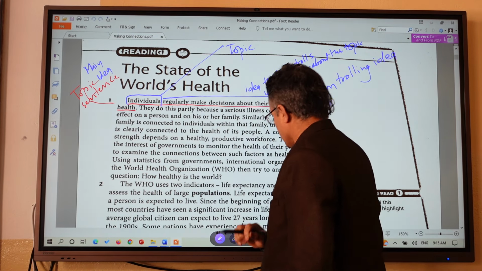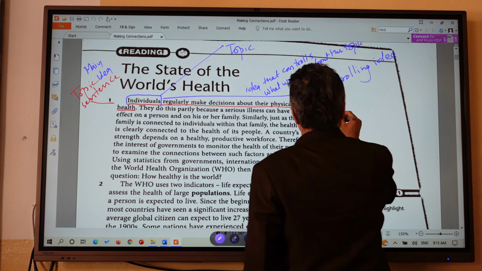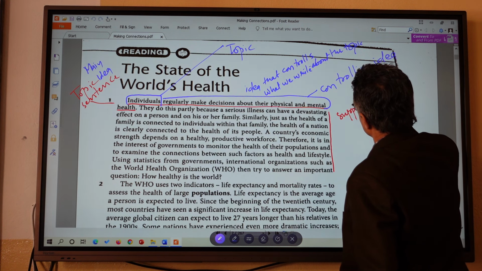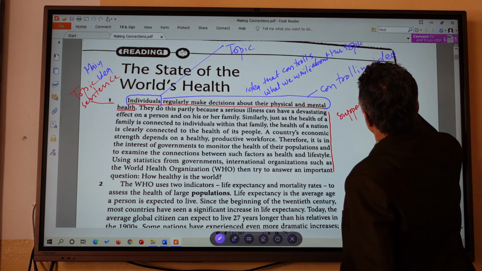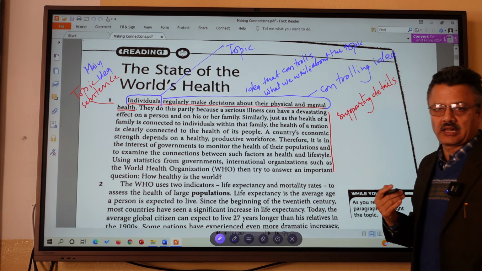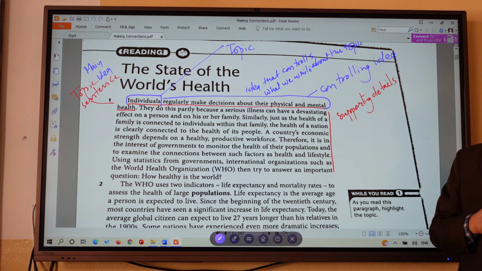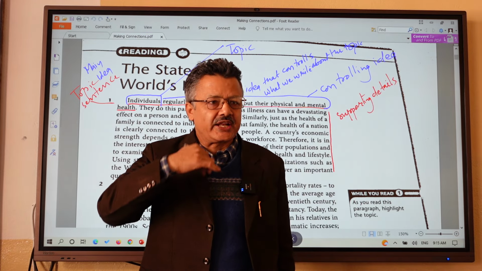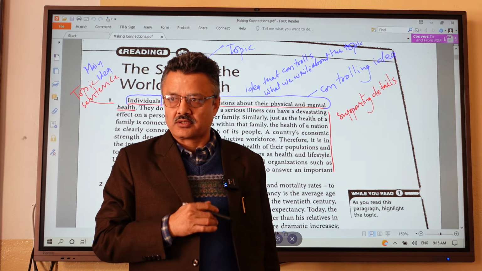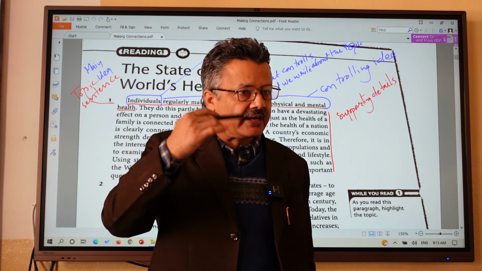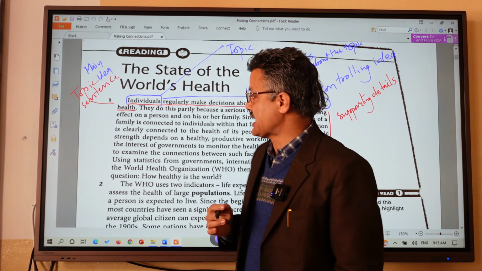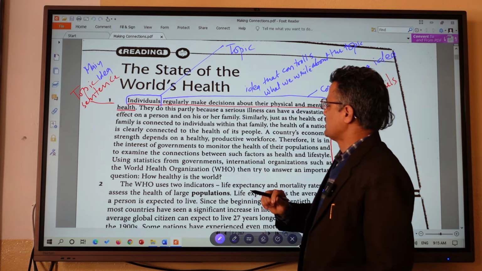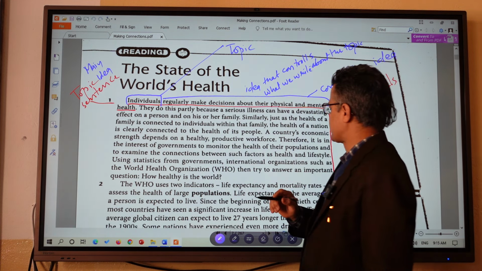Now the rest of the paragraph, let me draw a vertical line like this. These we call what do we call them? Supporting details. Say it. So, in writing, you begin with an idea, and you develop that idea. So, here, you have the idea. What idea? Individuals make decisions about their physical and mental health.